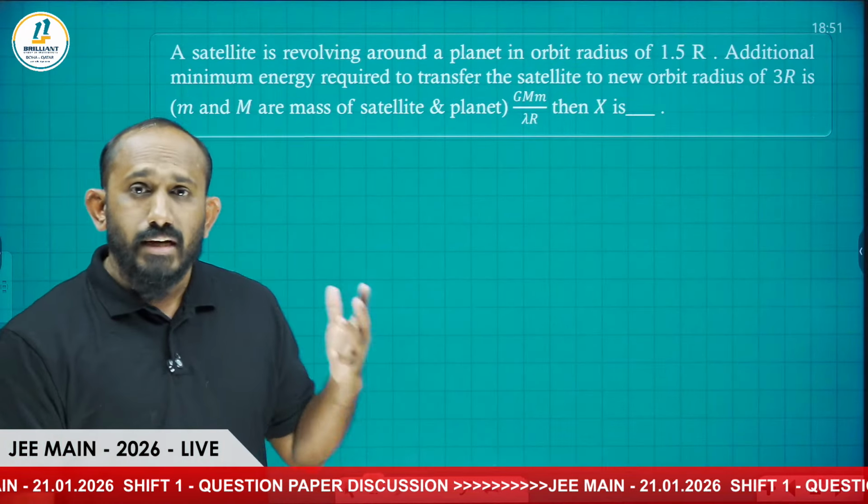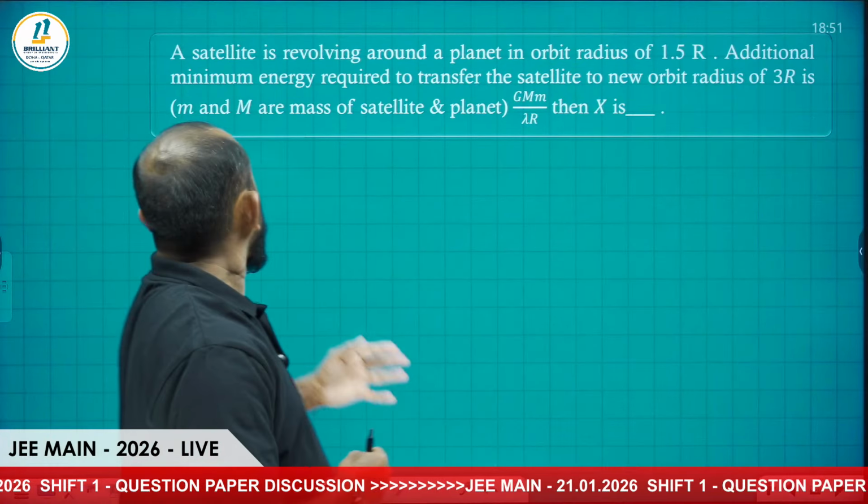Yeah, it's a numerical integer type question. A satellite is revolving around a planet in an orbit of radius 1.5 r. Regarding the satellite question, gravitation is the chapter. The additional minimum energy required to transfer the satellite to a new orbit of radius 3 r is given as GMm by lambda r. Then what is lambda? Lambda value you have to find out. That's an integer type question.